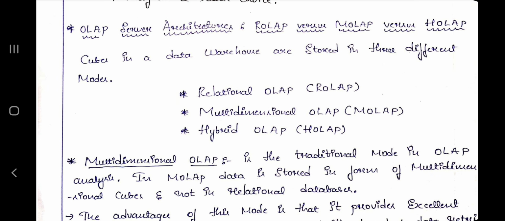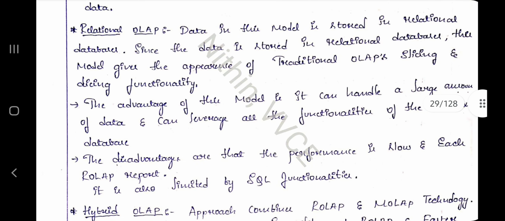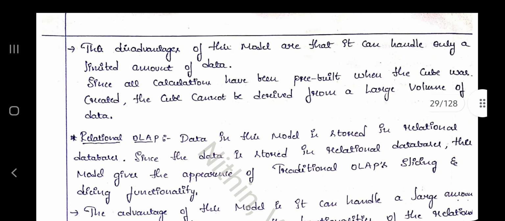Fine. So what is relational OLAP? OLAP is online analytical processing. Relational online analytical processing means you will have the query transactions, the traditional operations, which will be performed on the relational databases. The important advantage is that it can handle a large amount of data. And the disadvantage is that it will be slow. That is relational.